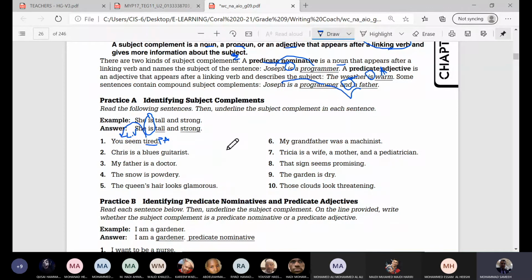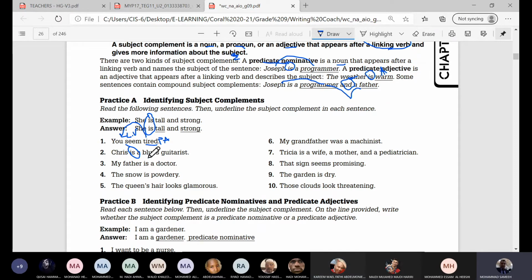Number 2, Ya Kareem, go ahead. Chris is a blues guitarist. The linking verb is, and the subject complement is a blues guitarist. Which one of them? You must choose one of them, not both. It's one. They can be two if there is a conjunction. Guitarist. Very good.